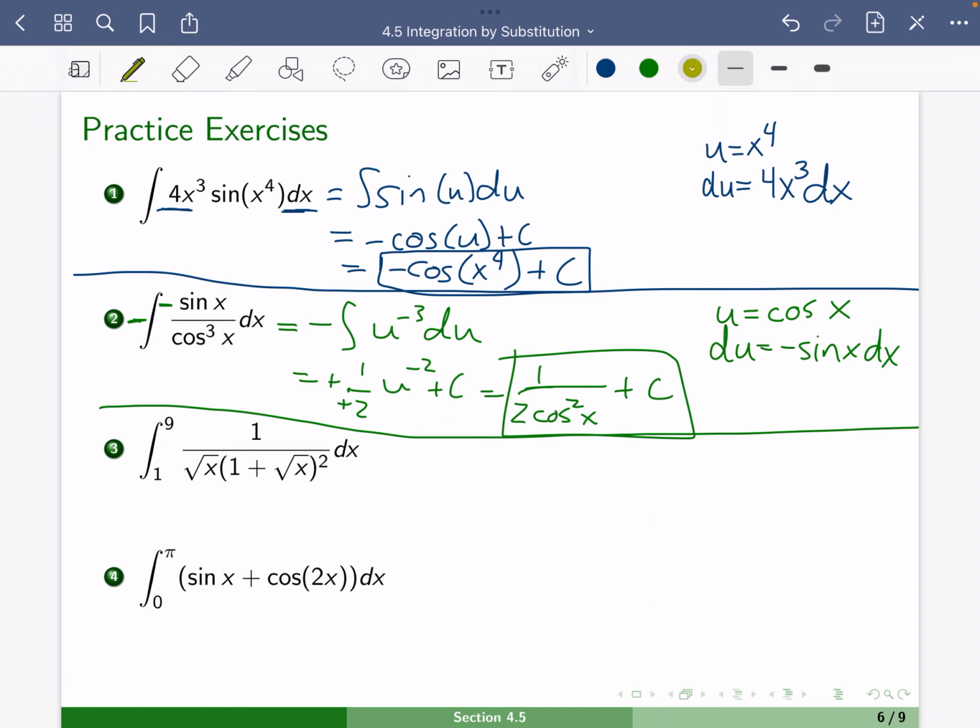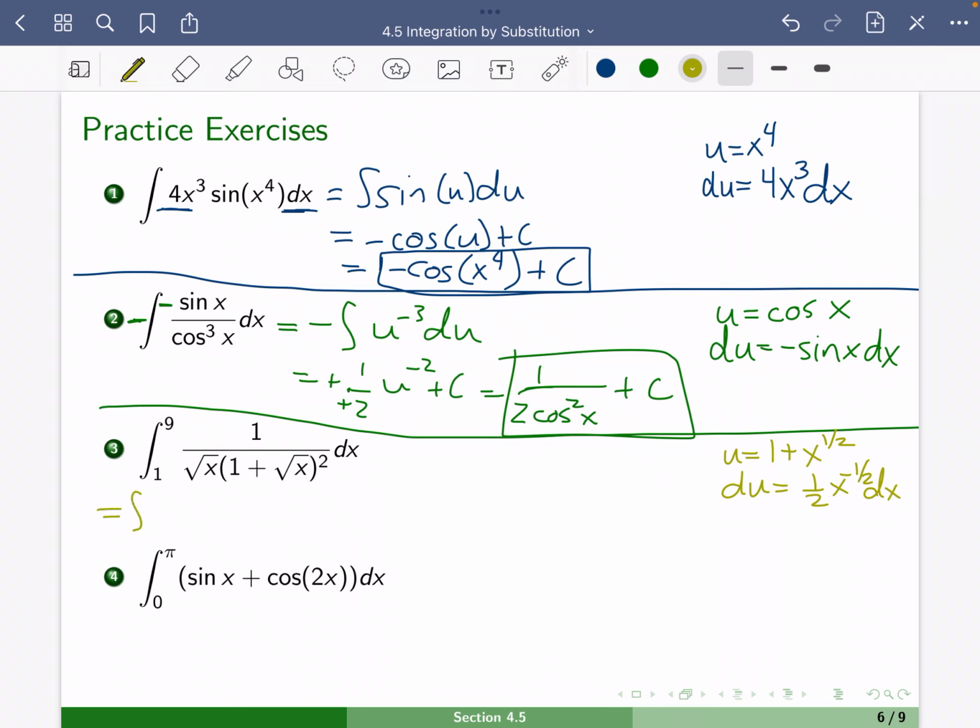Here we have a definite integral. Here we are integrating 1 over the square root of x times 1 plus the square root of x squared. 1 plus the square root of x squared is a composite function, so I might consider u being equal to 1 plus the square root of x. Square root of x is x to the 1/2. So du is going to be 1/2 x to the negative 1/2 dx.